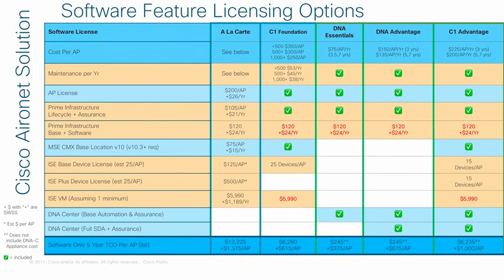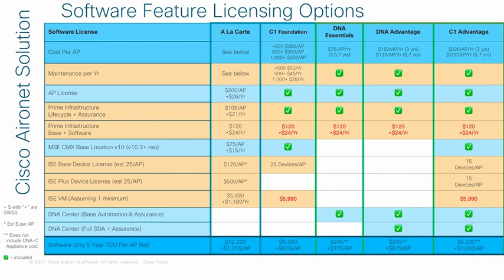Now, when I get into software feature licensing, that's where we have a couple of different options. I'm going to compare them side by side so that you can make a determination as to what makes the most sense. Now, I'm going to start at the left-hand side. This is a la carte licensing, getting licenses for each of the products independently, right?